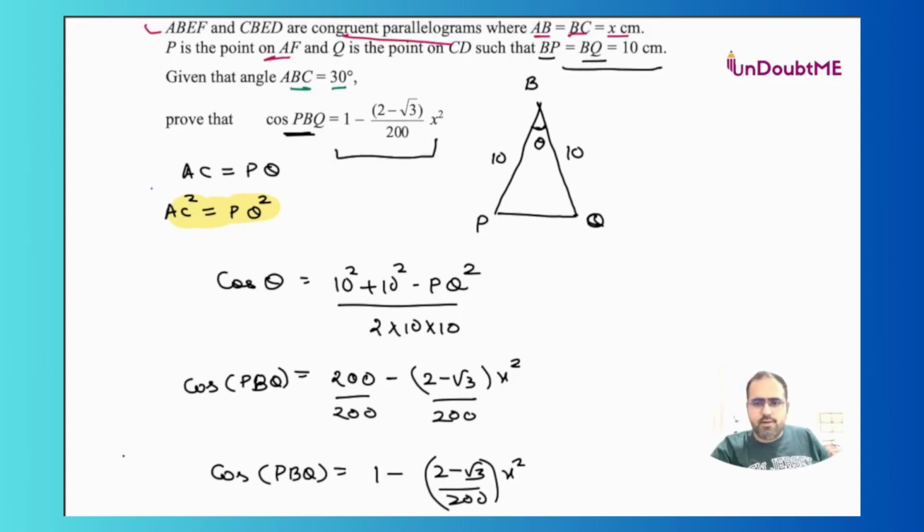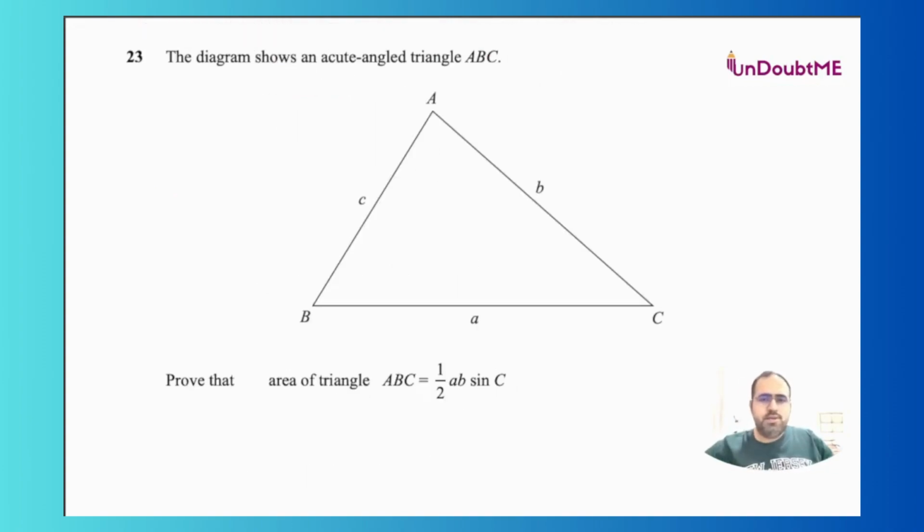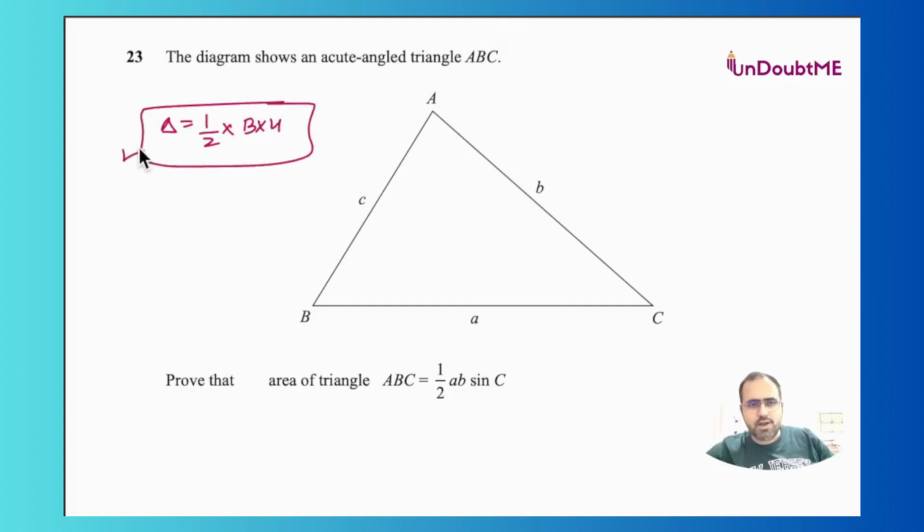We are done. So in this question, we are actually trying to prove this formula for area of triangle. To begin with, it is expected that at this level, all of you should know that area of triangle is half base times height. This is a fundamental formula which we are using from lower grades. It is up to us whichever angle we will choose, but they're asking us to prove AB sine C. AB sine C means we are going to choose angle C.